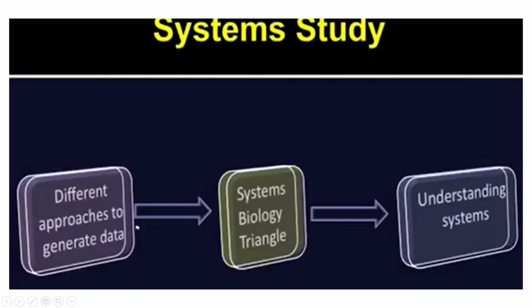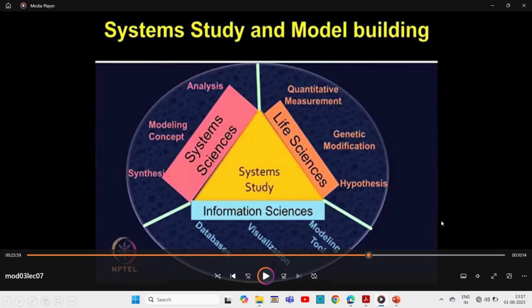So there are different approaches to generate data, going through that cycle, and basically, what's the end goal? Trying to understand the whole system. In that also, life scientists generally do such kinds of analysis, like doing certain experiments, doing genetic modification, etc., and trying to understand whether the hypotheses you are generating are true or false by doing certain experiments. That is a part of life sciences.